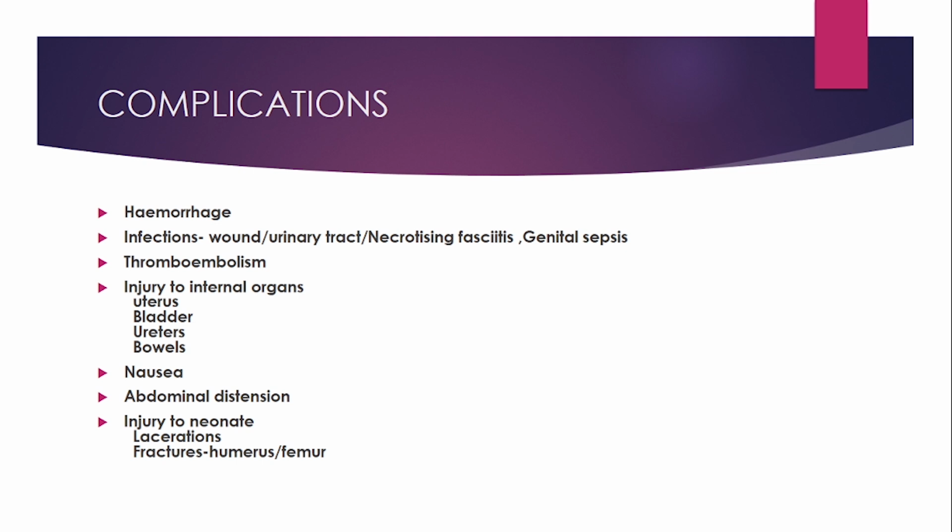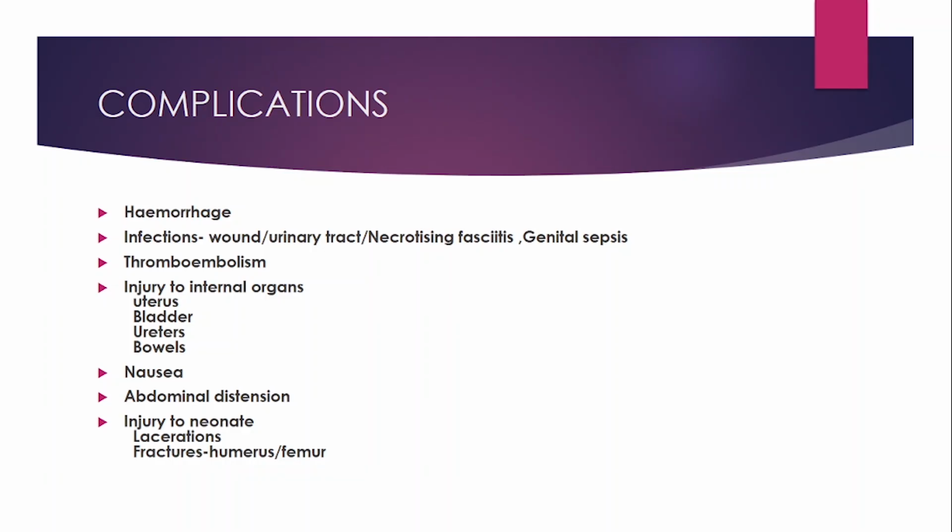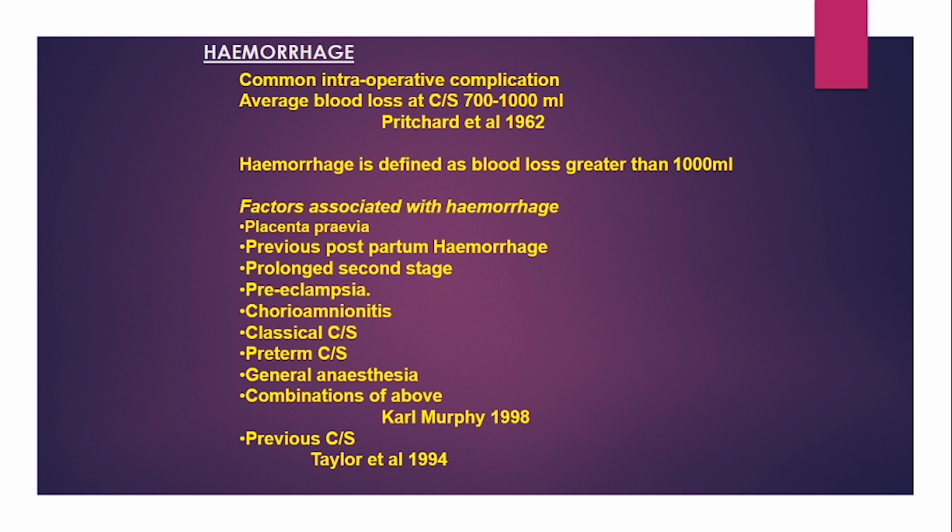So now, a list of complications here: hemorrhage, infections, it can be wound infections, urinary tract infections, even something as bad as necrotizing fasciitis, then genital sepsis, then thromboembolism, then there can be injury to internal organs, injury to the uterus itself, then the bladder, the ureters, the bowel. Then there may be nausea, there may be abdominal distension after the procedure. Then there may even be injury to the neonate in form of lacerations, fractures of the humerus, fracture of the femur.